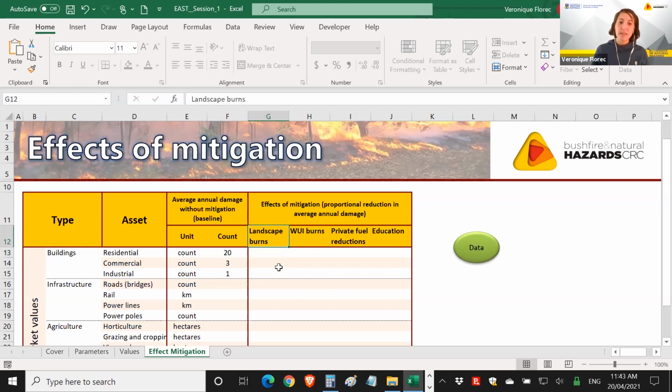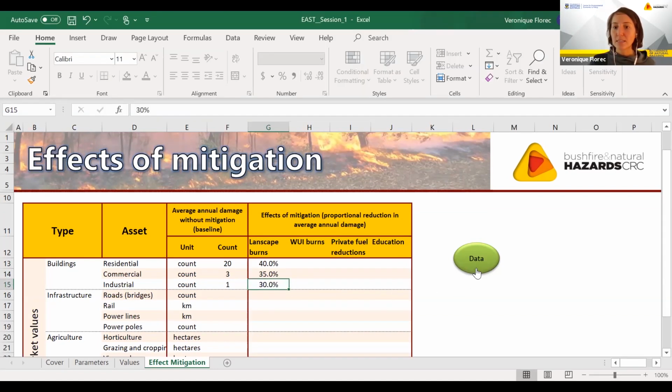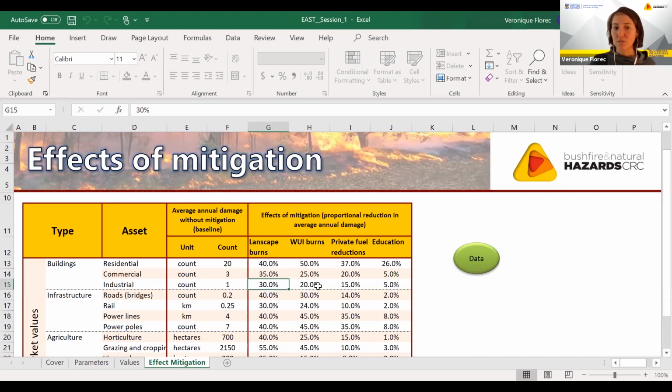So if we implement landscape burns, this number here will be reduced by 40% on average. If we implement landscape burns, these commercial buildings will be reduced by 35%. So in this area here, we're going to insert the percentage, how much we think this particular mitigation option is going to reduce this damage once it is implemented. And so here, 30%. So now let's click on this green button, data, to actually insert the rest of the information.